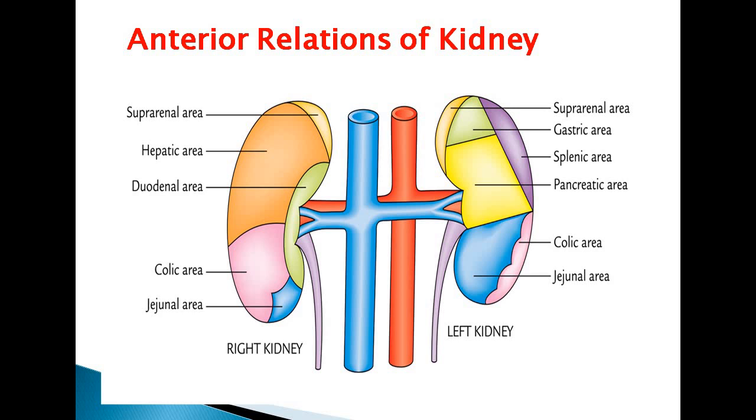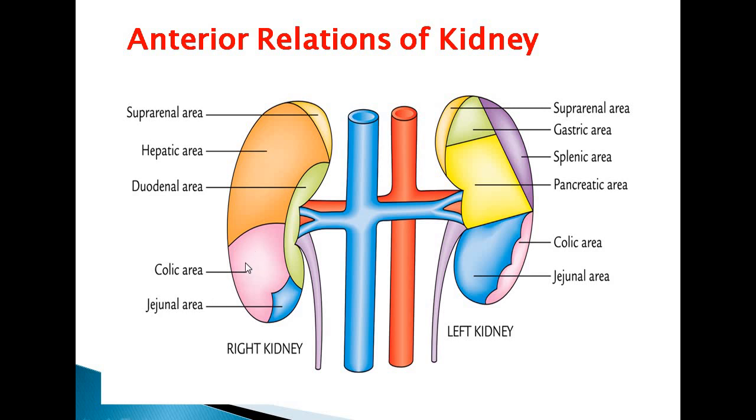The upper 3/4 part of the anterior surface of the right kidney is the hepatic area, and this area is related with the right lobe of liver, which is separated by the hepatorenal pouch of Morrison. The area near the hilum of the right kidney, this is the duodenal area which is related with the second part of the duodenum.